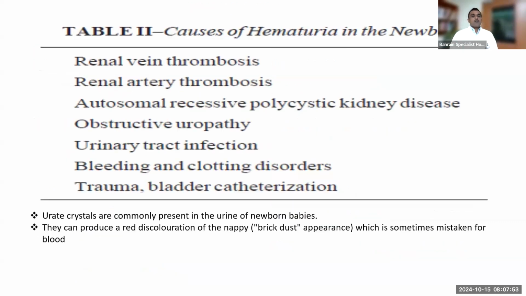And these are the common causes of hematuria in newborns: renal vein thrombosis, renal artery thrombosis, autosomal recessive polycystic kidney disease, obstructive uropathy, urinary tract infections, bleeding and clotting disorders, and trauma such as bladder catheterization.